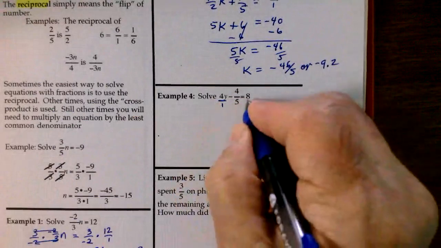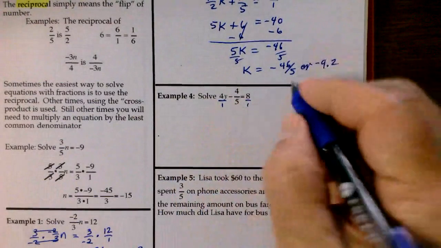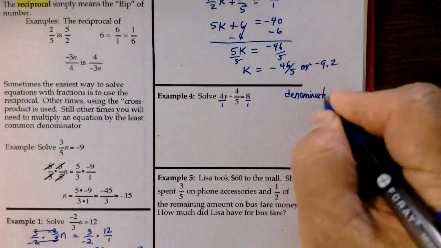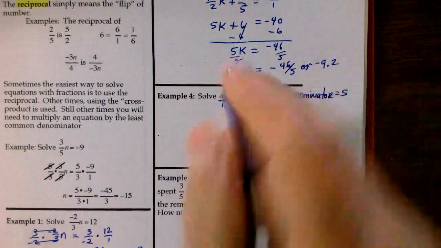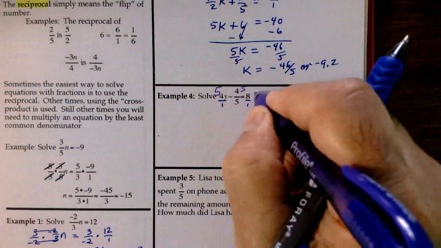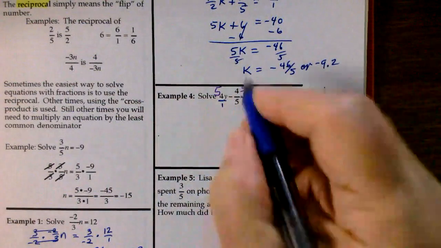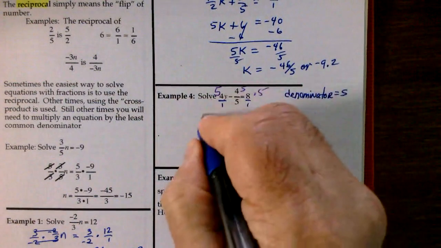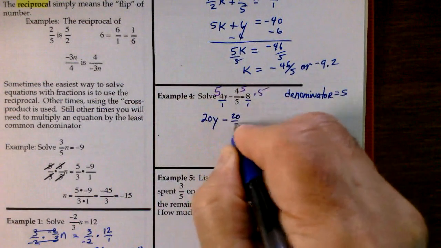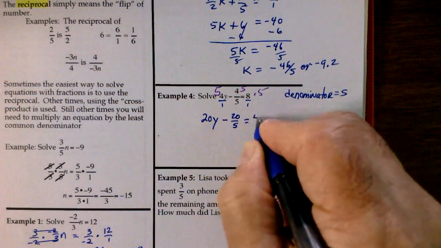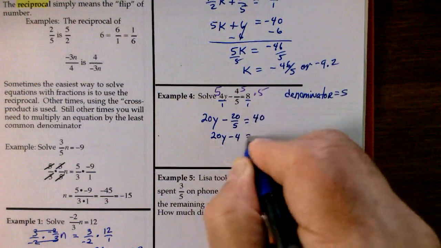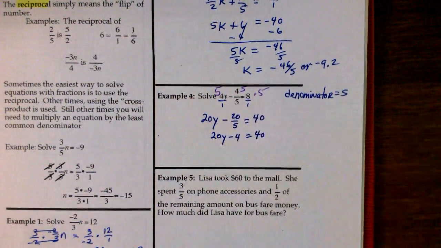Same thing happens here. 1 times 5 times 1, we can see denominator is equal to 5. So we're going to say 5. You multiply by 5 on this one, by 5 on that one, and by 5 on that one. 5 times 4 is 20y here. 4 times 5 is 20/5. And 8 times 5 is 40. This reduces down to a 4. And then, as you could see, no more fractions.